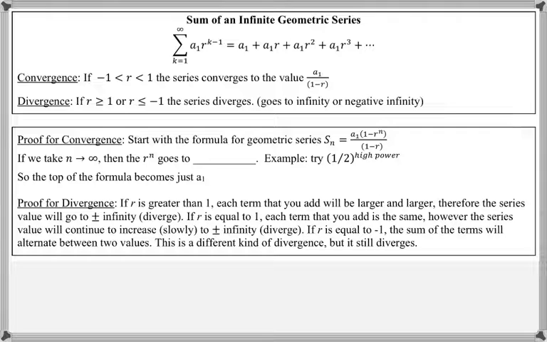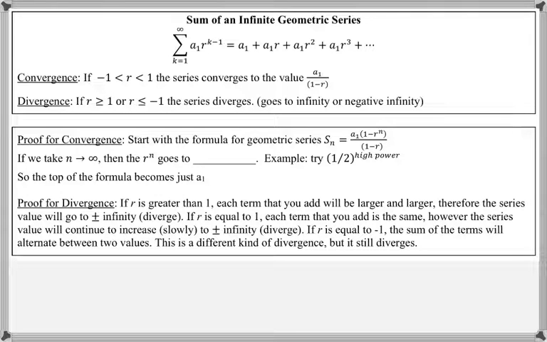And this will happen when r is between -1 and 1. So if it's like a decimal or a fraction. Now, the other possibility is that the series diverges. And that means that the series is going to go to infinity or negative infinity. And this will happen when r is greater than or equal to 1 or less than or equal to -1.